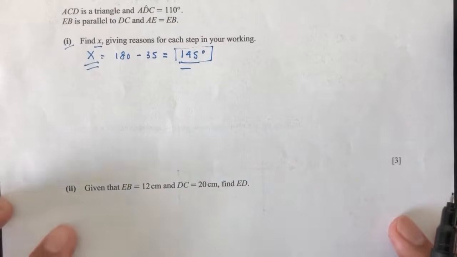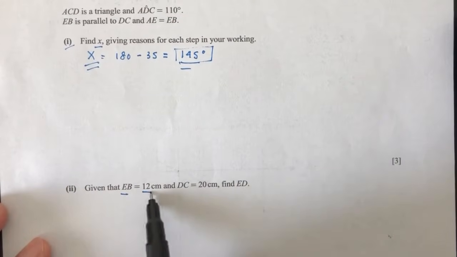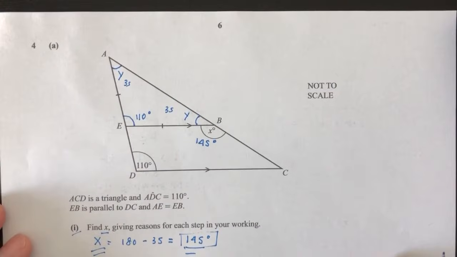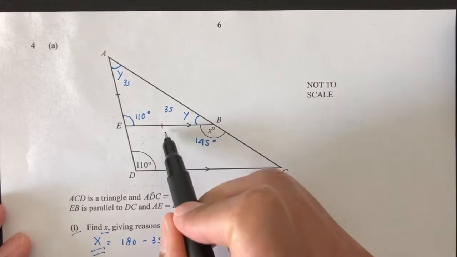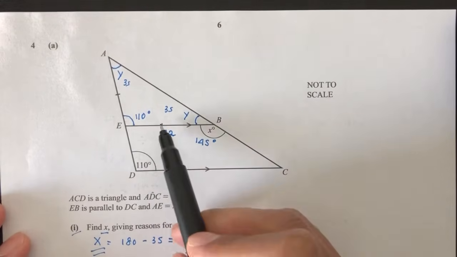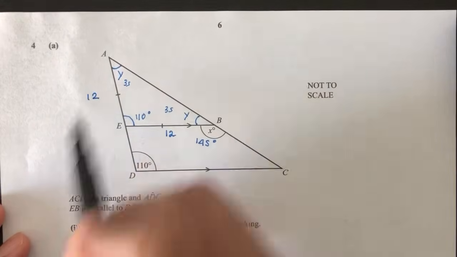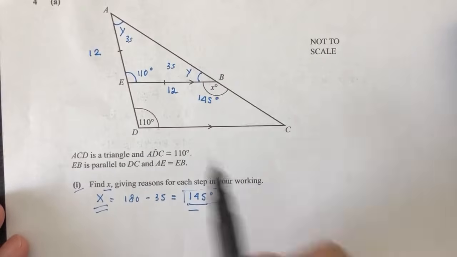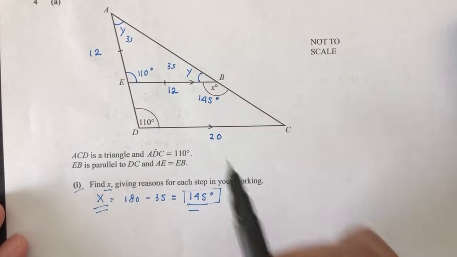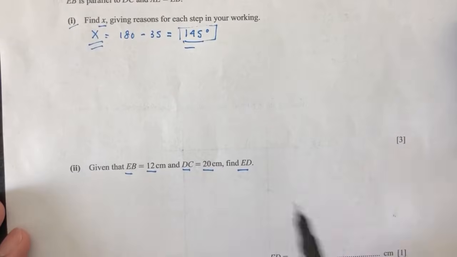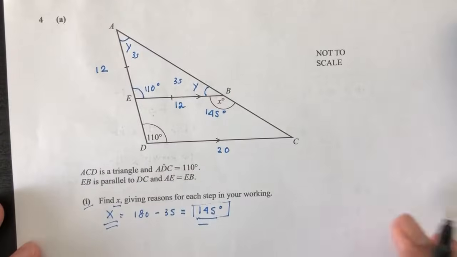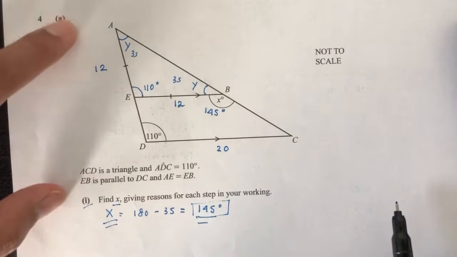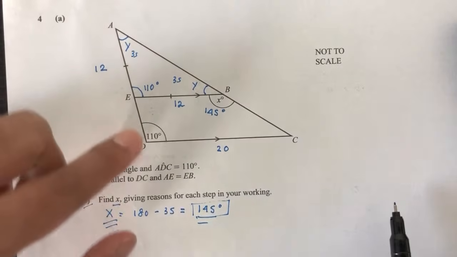Moving on to part 2. Given that EB is 12, DC is 20, find ED. So where is EB? EB is 12. So this is 12. If this and this are the same, so this is also 12. And next thing is ED, we have DC as 20. So this is 20. Question is, find ED. ED is this length. So how do you find this length? You first have to find the big one minus the small one to find this one.